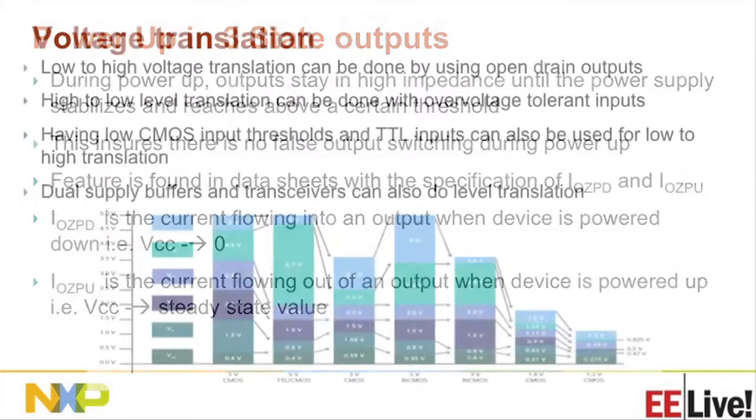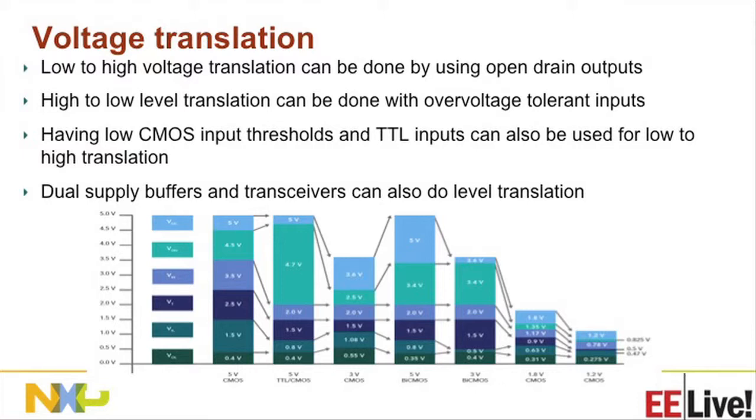Looking at the voltage level translation, you can do a low to high or a high to low voltage level translation with logic devices. So the idea is, since the inputs are oversupply voltage tolerant, you can supply a signal which swings above the supply voltage, but then your output will always swing up to supply voltage. So you can do a simple high to low level translation with logic.